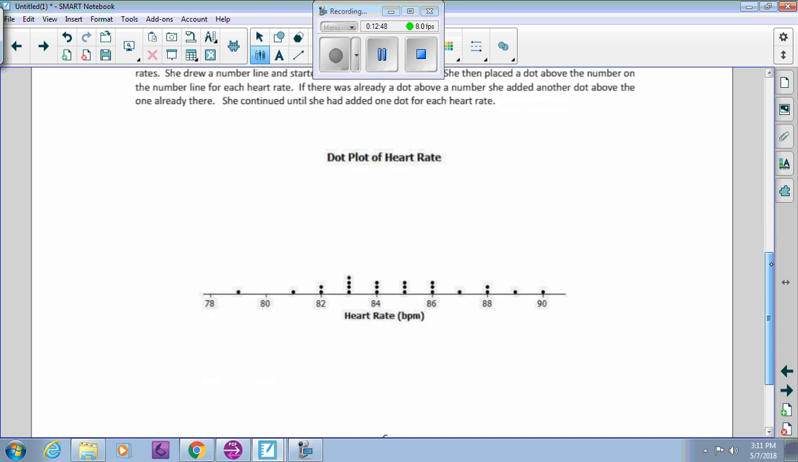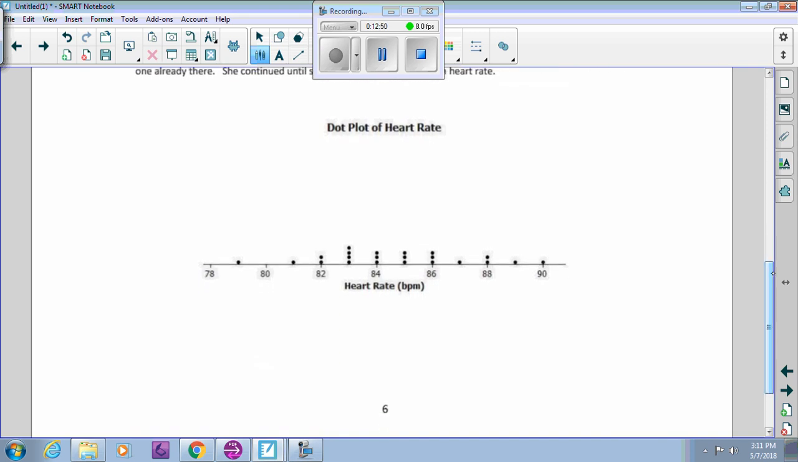So, one thing that I want you to notice here on Mia's dot plot is she has a title, right? Right here, I'm circling it, is the title. When you make your own dot plot, you should have a title so anyone looking at it will know what your data represents. The other thing that you need to know is that this is labeled. So I circled the label here. This is representing heart rates and the unit it's measured in, in this case, beats per minute.